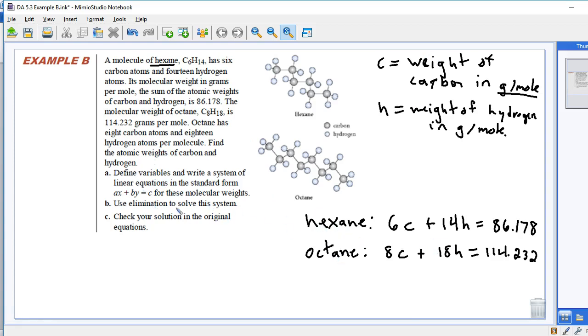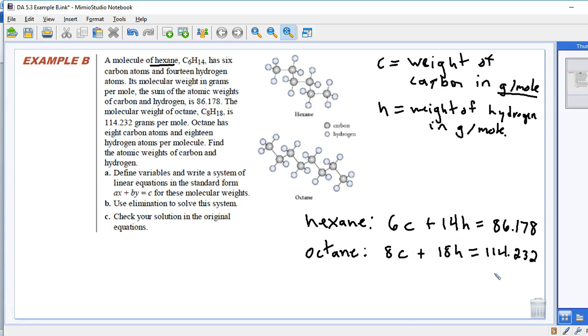Now we want to use elimination to solve this. This all was for part A. Let's do part B using elimination. If I just add or subtract these, 8 minus 6 gives me 2, and 18 minus 14 gives me 4. So I'm not going to eliminate anything by just adding or subtracting these equations together.